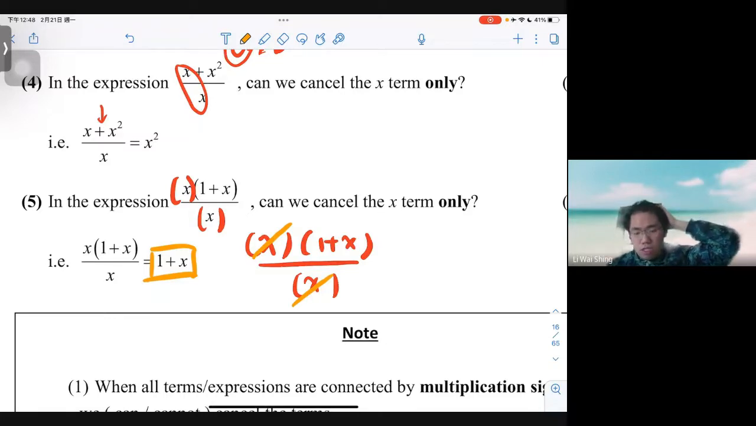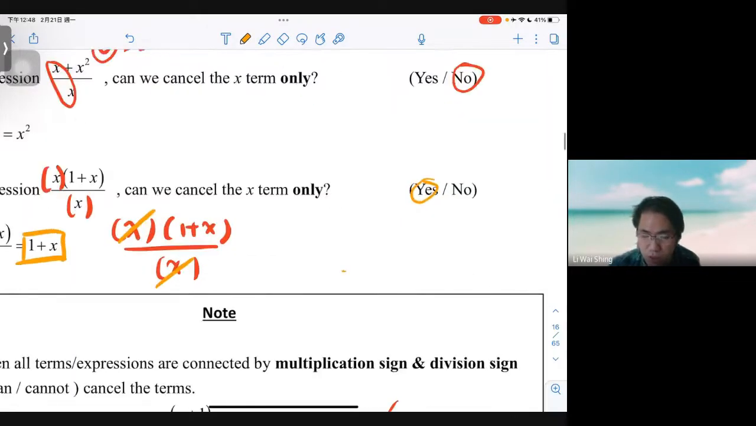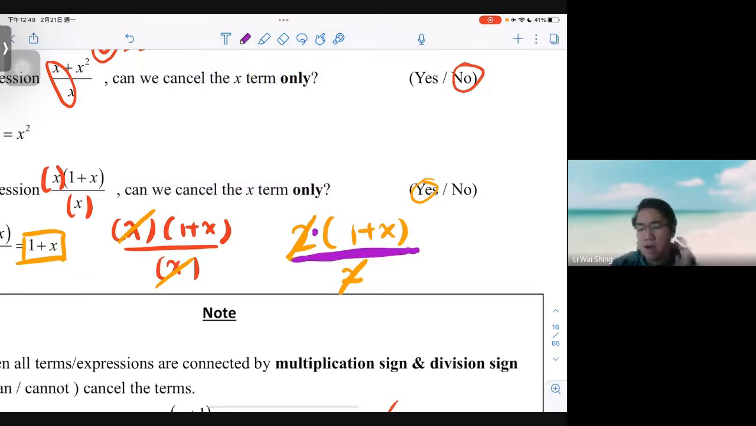Okay, for this expression, there is a plus sign here, but I take out the x and I cancel out the x. Can I cancel it? All right. Okay, then lower all the hands. Who think it is a no? Raise up your hand. All right, so all of you give me the same answer. Yes, we can cancel it. For example, 2 times 1 plus x over 2. You can cancel out the x because all the terms we are connecting by using multiply sign and divide sign.